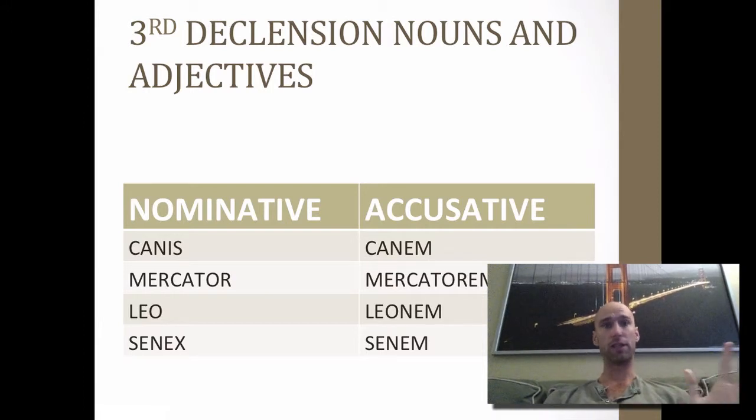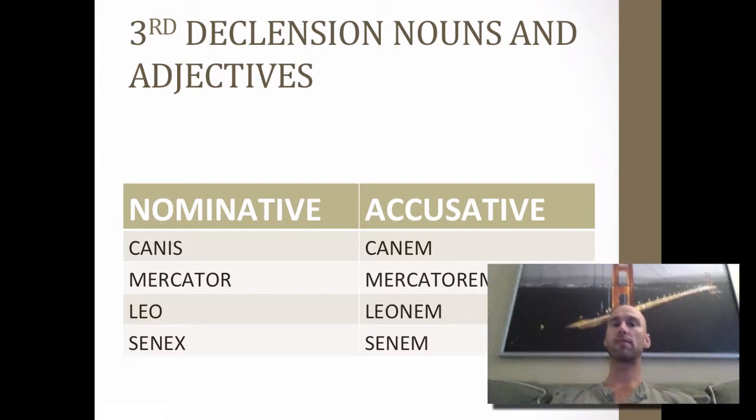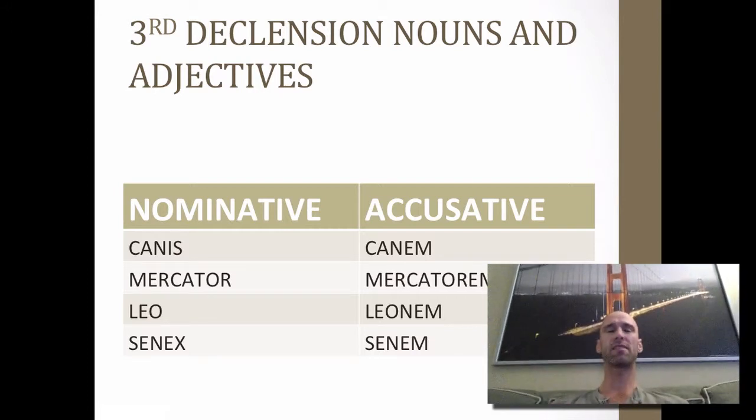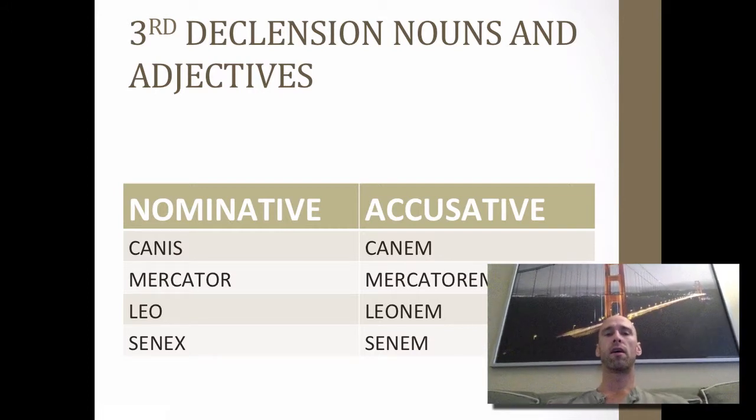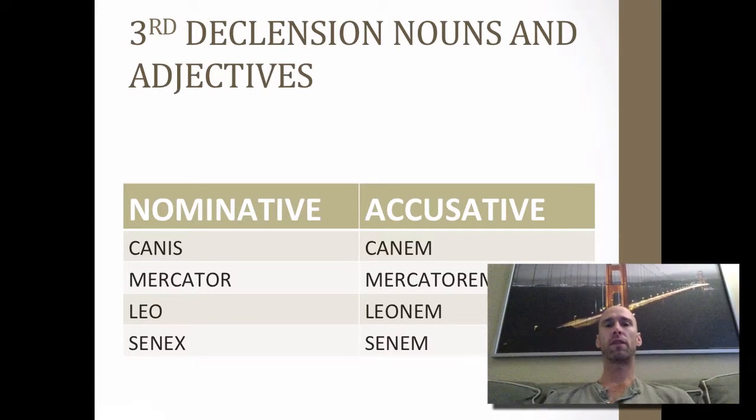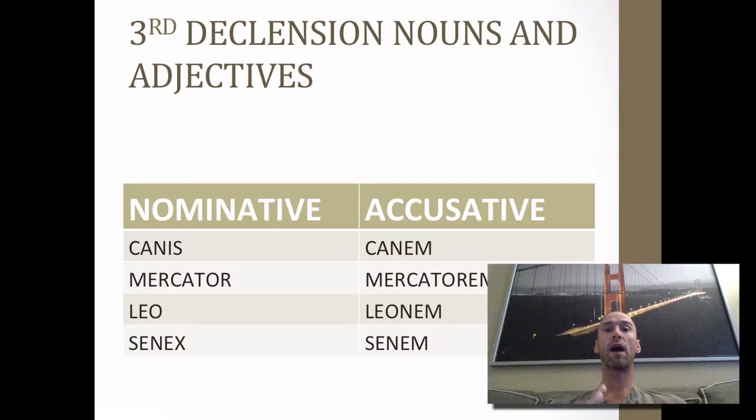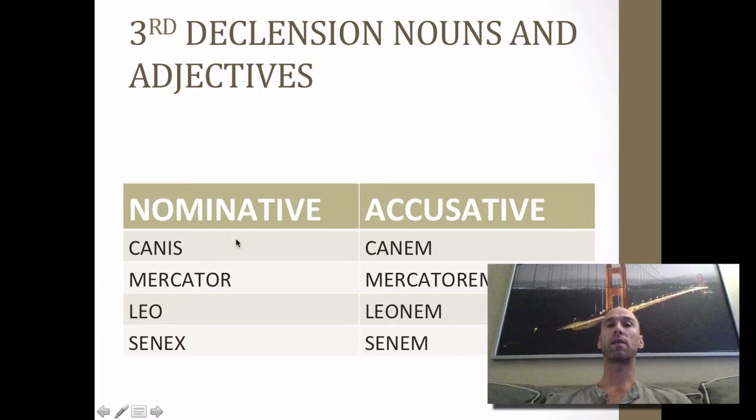Third declension nouns and adjectives. Now here's where it gets a little bit tricky, but it's not really that hard, because you know that if it doesn't end in a in the nominative, or it doesn't end in us in the nominative, then it's going to be third declension. So you can almost do it by process of elimination.